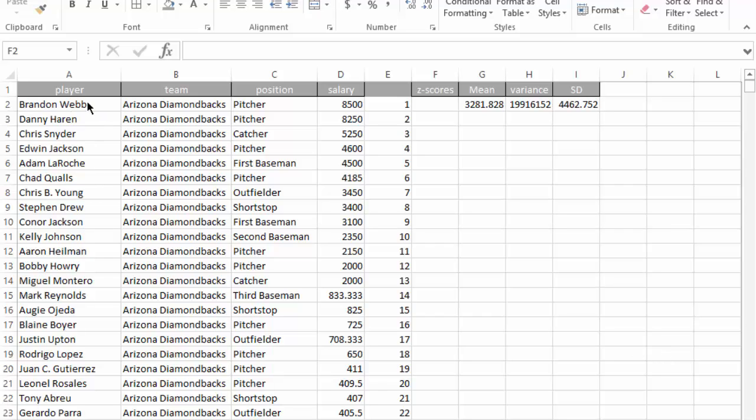Here I have a data set, and this is Major League Baseball player salary from 2012, I believe it is. This is in thousands of dollars, so 8,500 equates to 8.5 million. The mean for this data is about 3.3, which is $3.3 million. Standard deviation is 4.4 or $4.5 million. Standard deviation is pretty large.